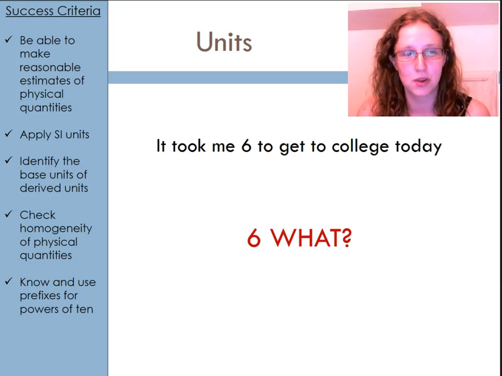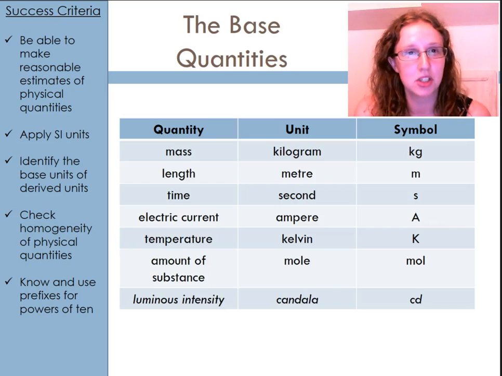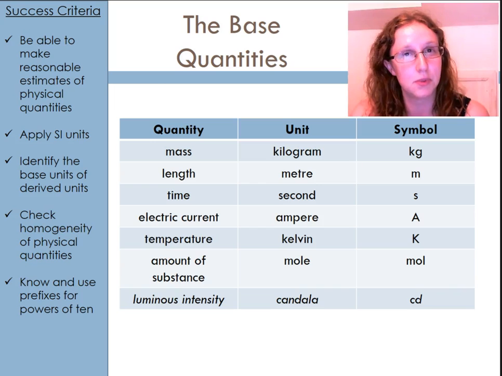And the next one is possibly one of the most important ones. And this is that you need to know and use prefixes for powers of 10. Now you already know some of these, but there are more that you will need to learn. So let's start by having a look at base quantities. Now base quantities are the quantities that all other units we will use in physics are derived from. So these are the important ones. You can't break these down any further, basically.